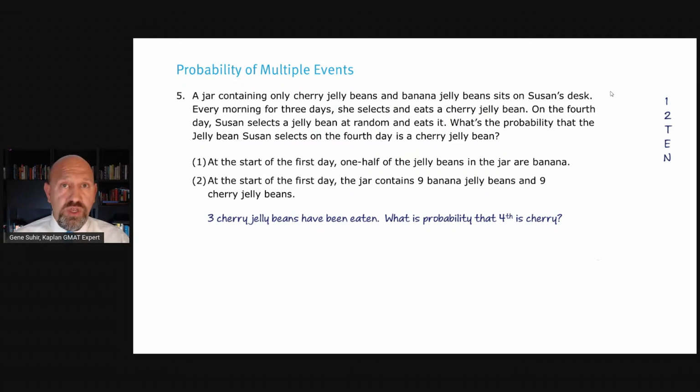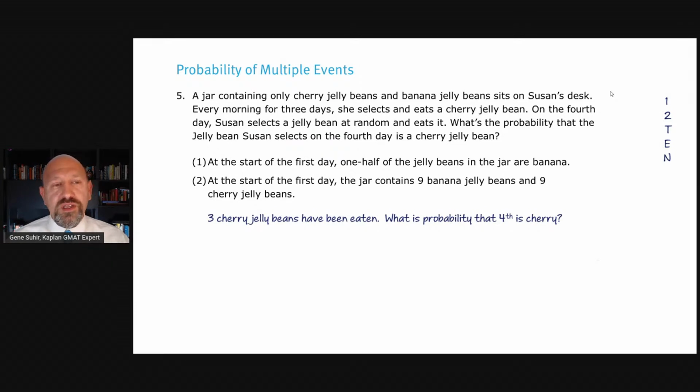Well, it would be nice if we knew that by the 4th day, how many cherry are left out of the total number of jelly beans, desired out of total. That's our standard for sufficiency. If a statement gives us that, it will be sufficient. If not, it will be insufficient. Statement one wouldn't give us the actual numbers.